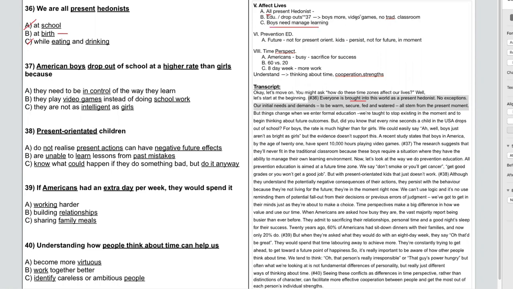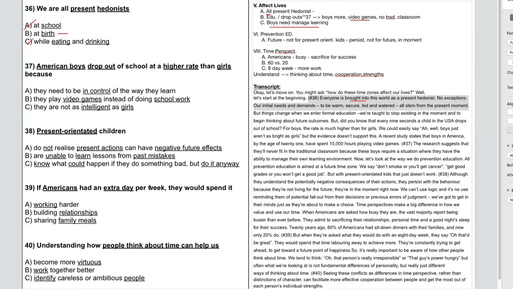So even though we have video games, which is a key word that we underline in B, this isn't necessarily the reason why the American boys drop out of school at a higher rate. The speaker said that it was because they need to manage their learning. This is a very common trick in the IELTS exam to include something that is definitely not the answer. Now, number 37 is actually quite difficult.